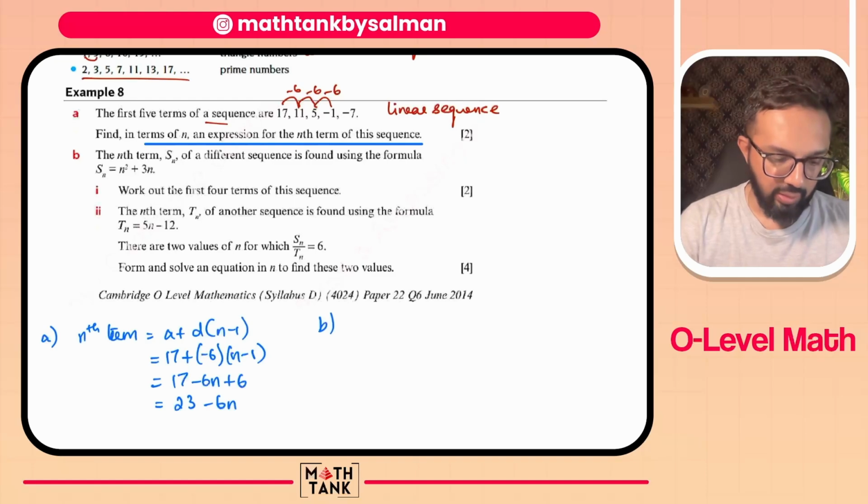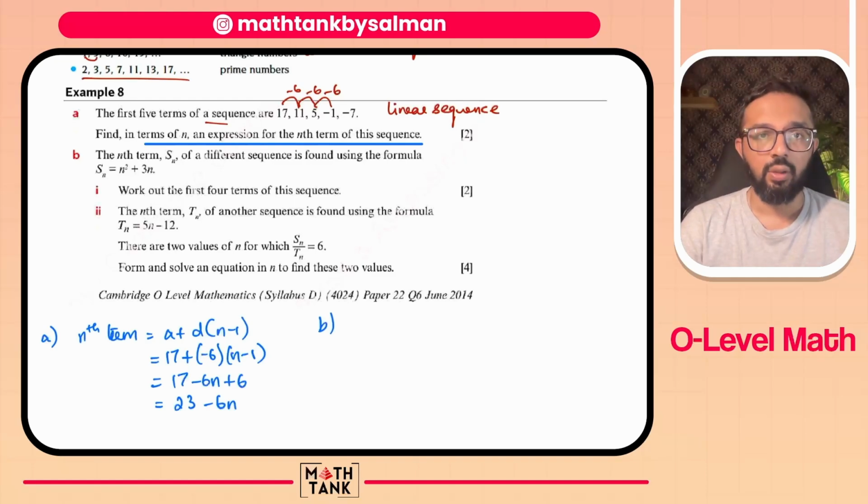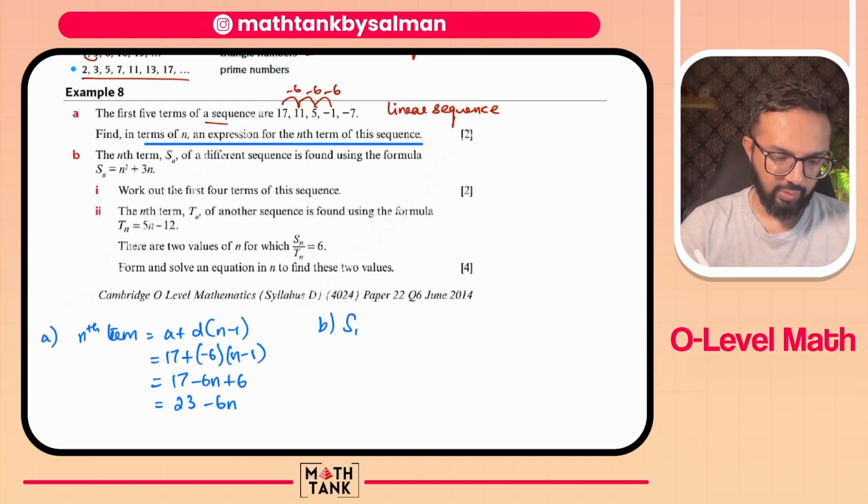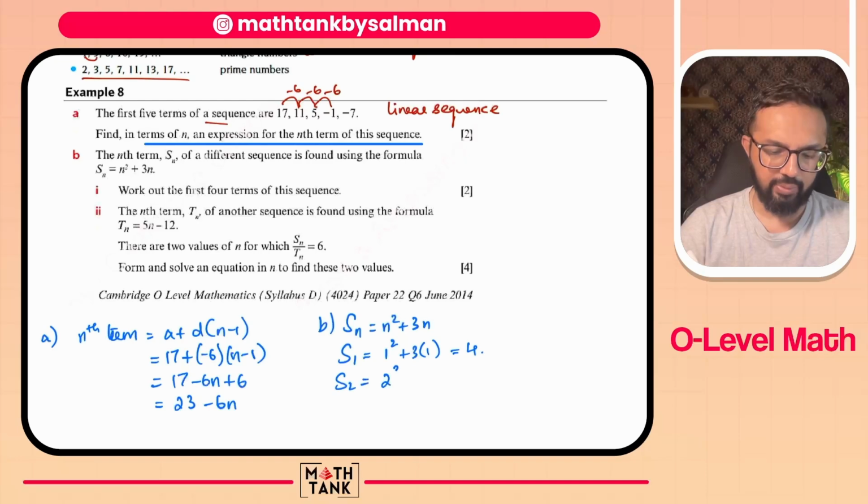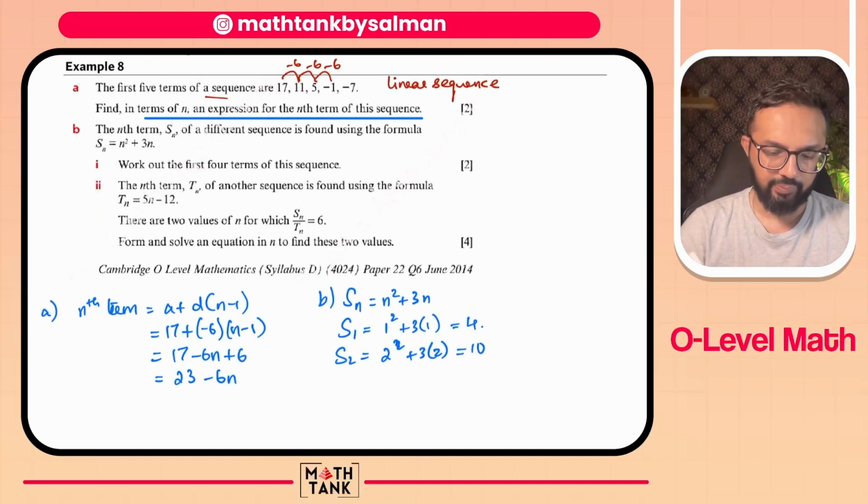It says the nth term Sn of a different sequence is found using the formula, and we need the first four terms of this sequence. So the nth term Sn of a different sequence: the first term is 1 squared plus 3 times 1, that's 4. S2 is 2 squared plus 3 times 2, that's 10. S3 is then 3 squared plus 3 times 3, which is 9 plus 9.